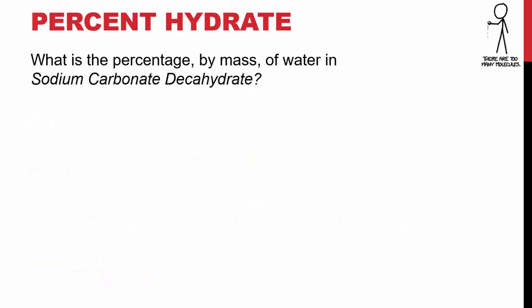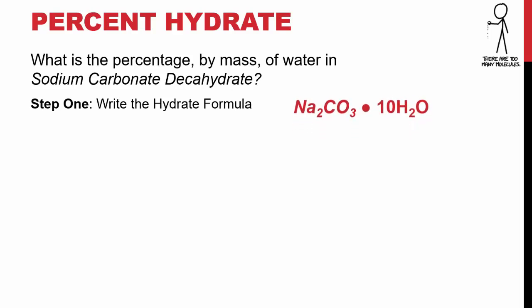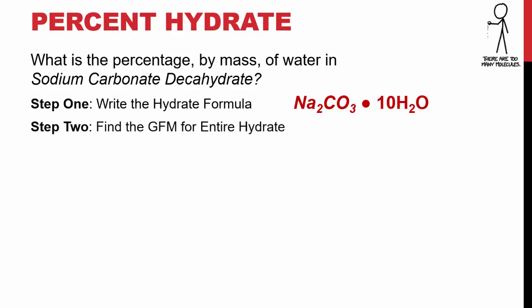Let's try another example. It says, what is the percentage by mass of water in sodium carbonate decahydrate? So the first thing we have to do is write down the hydrate formula. The reason why we do this is so we can figure out how many water molecules we have. So we get the formula Na2CO3, then the hydrate symbol, followed by 10H2O.